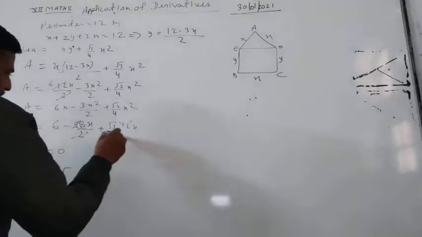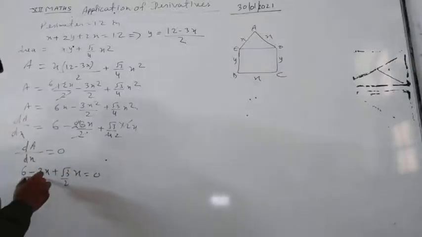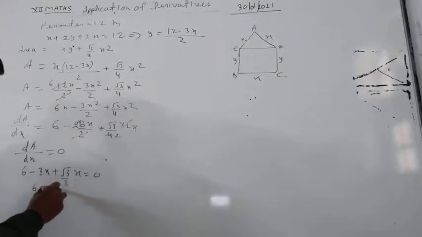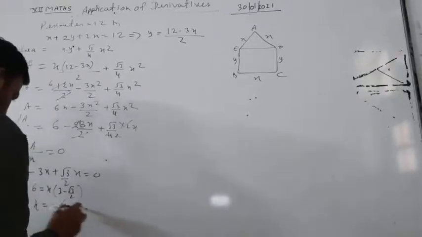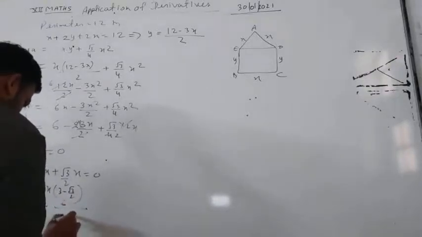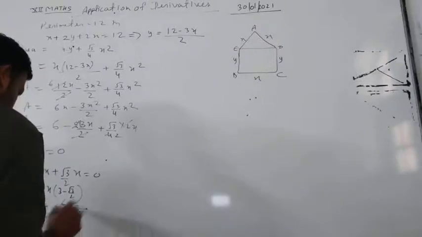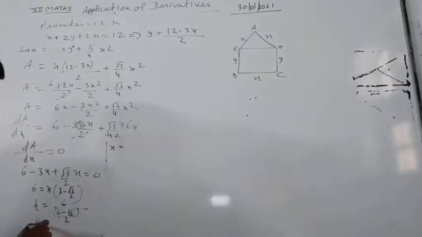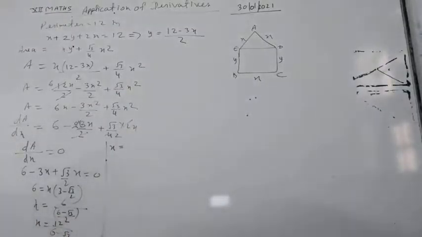plus √3/2 x = 0 students. So we send this to the left hand side. So x is 6 by 3 - √3/2 students. So x is 6 by, taking 2, this is 6 - √3. Okay students, so our x is 12 by 6 - √3. Okay students, so our x is 12/(6 - √3).